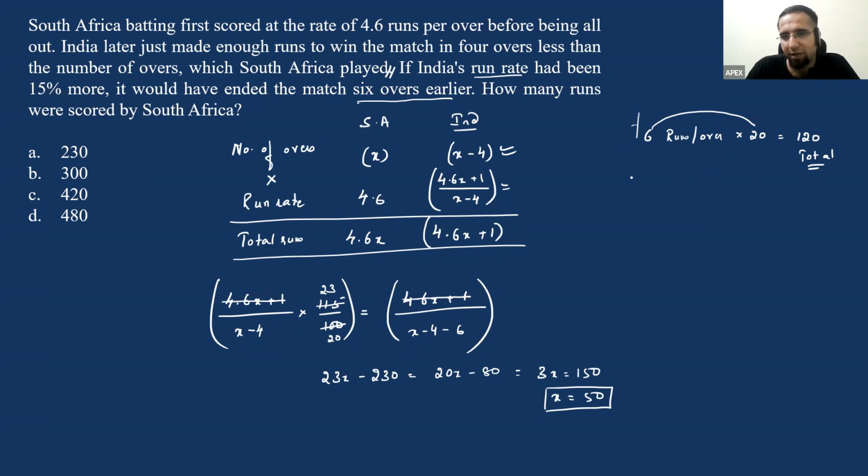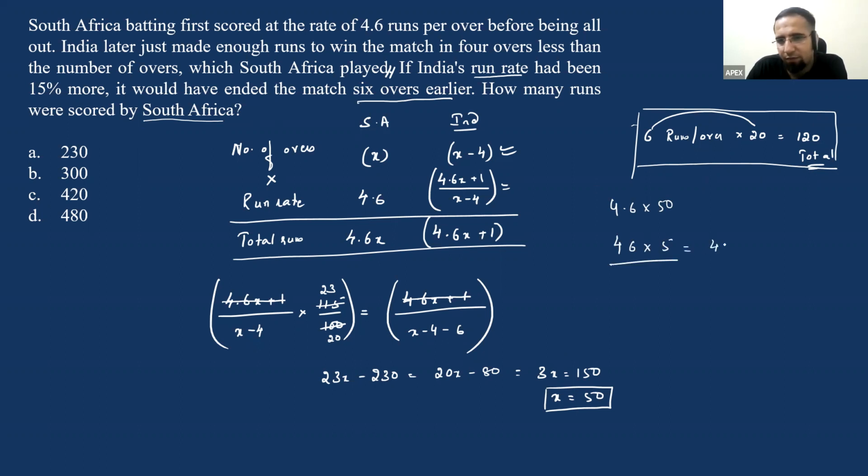And the only thing you'll have to understand is the relationship between runs, run rate and number of overs. Clear? If x is equal to 50, the question is asking you to find the number of runs scored by South Africa. Now, South Africa scored 4.6 into 50, which is equal to 46 into 5. Now, if I break this as 40 plus 6 into 5, so 5 into 40 is how much, guys? 200. And 5 into 6 is how much? 30. 230 becomes my total value, which is option A.